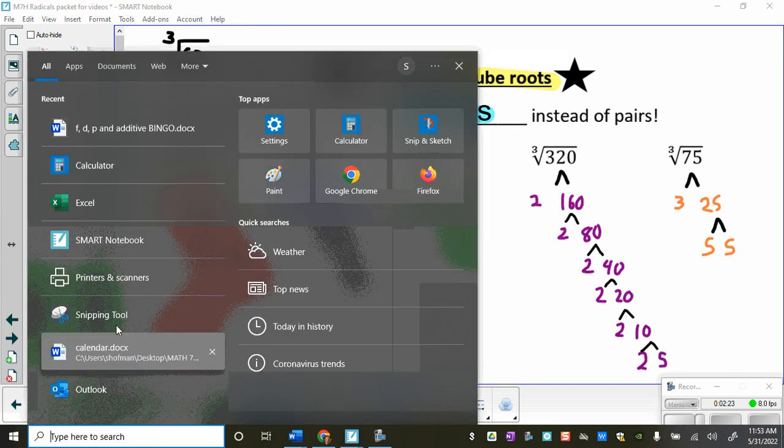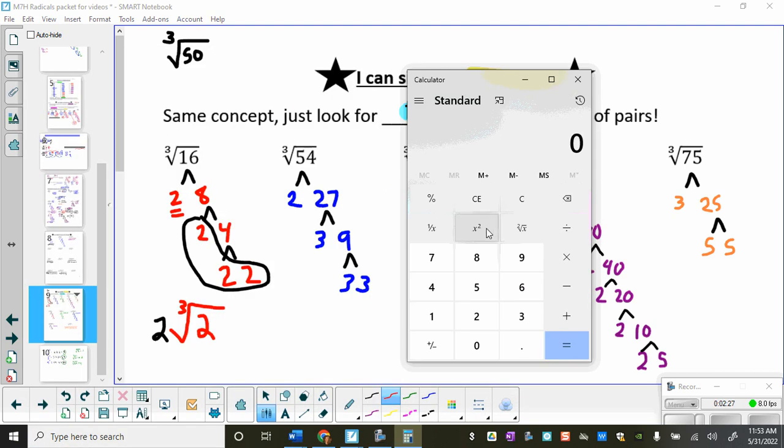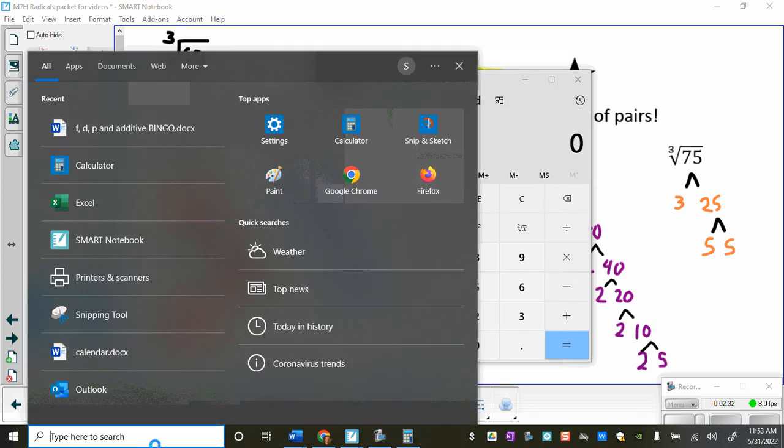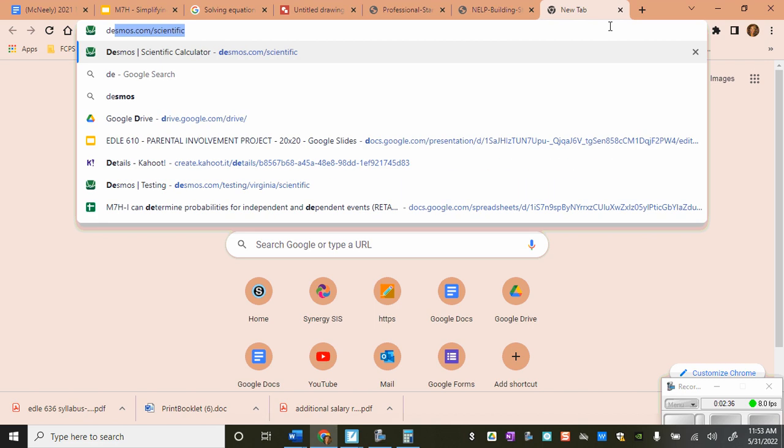Now we can check to make sure we're right. Let me get my calculator out. We can take here the cube root. Oh, actually, I don't think I can do it on this calculator. I would need Desmos. So let's get here to Desmos real quick. Sorry about this.